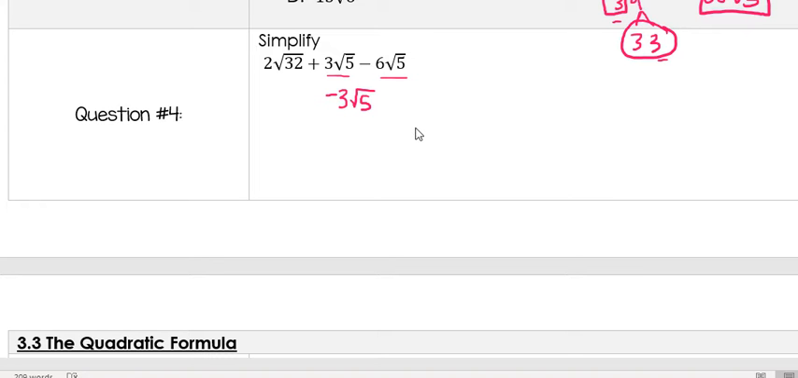I don't touch what's inside the square root. Just like if I had an x and I was adding them, I wouldn't touch that x. I'd only deal with the coefficient out front. Now I still have this 2 square root of 32 here. So we need to break that down.